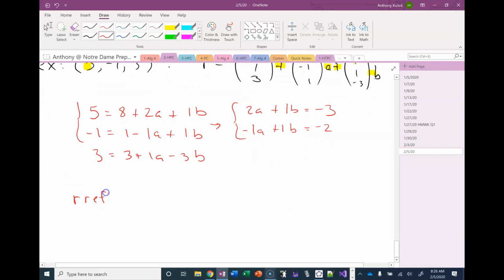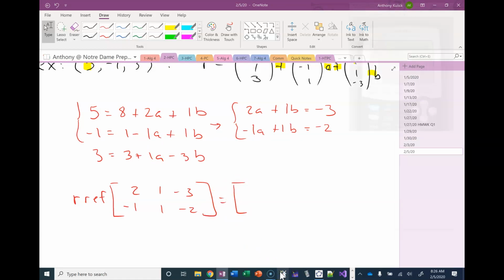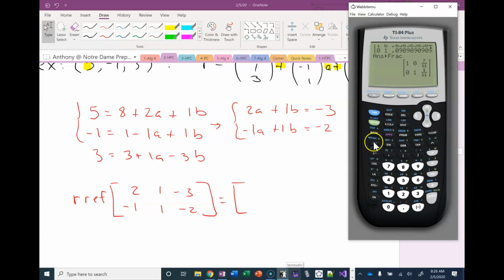So I'm going to do the row reduced echelon form for 2, 1, negative 3, negative 1, 1, negative 2. So let's type that in. Have I gone too fast? Or are there some questions? We okay? Please stop me if I buzz through something that you're not sure about, or if you think I made a mistake, or any of those sorts of things. Okay.